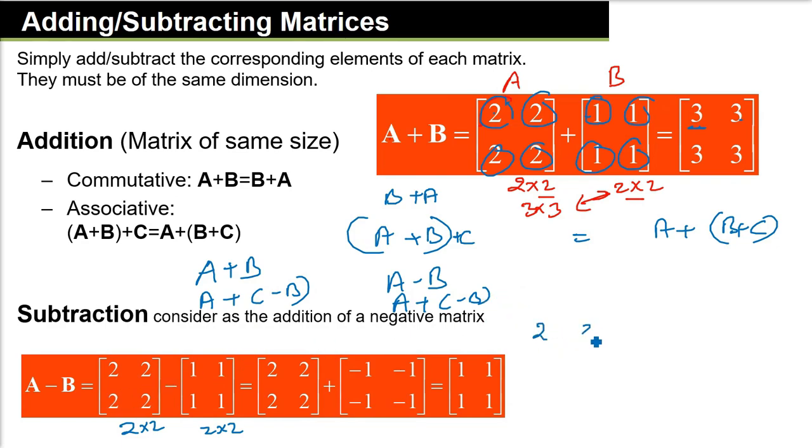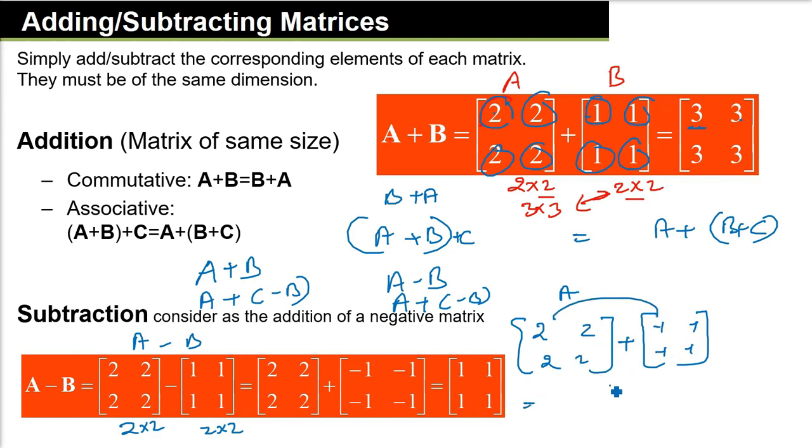Now we have to subtract them. So 2, 2, 2, 2, this is the A matrix, and then we have another matrix which is the B matrix. So we add and then we negate the second matrix. That is, I have multiplied -1 with all the internal elements, scalar -1 multiplication. Now you add: 2 minus 1 is 1, 2 minus 1 is 1, 2 minus 1 is 1, 2 minus 1 is 1. This is how subtraction takes place.